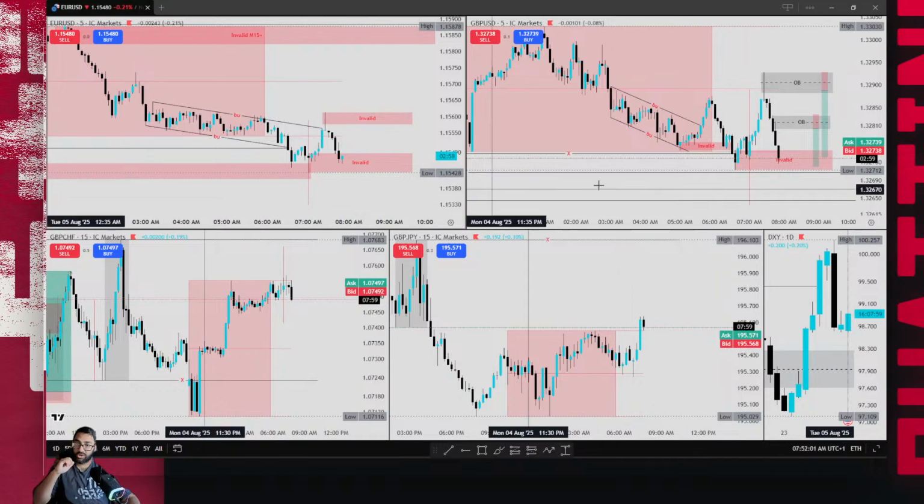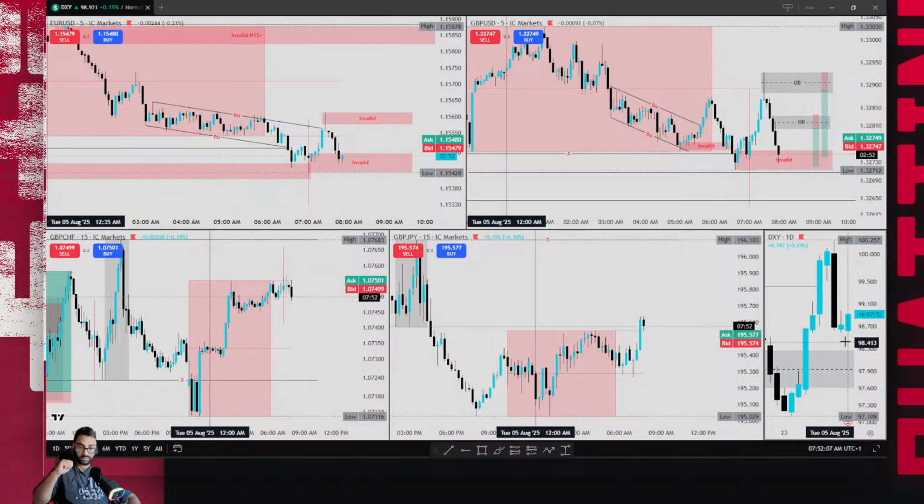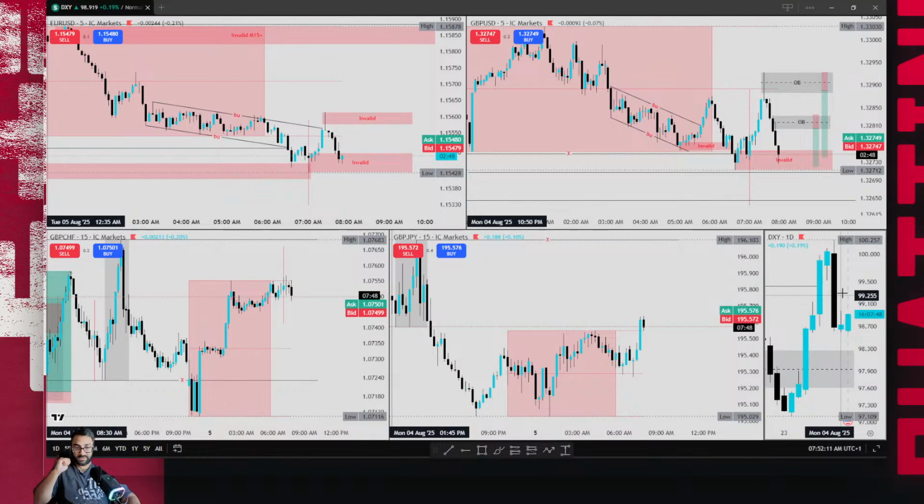EU and GU are both showing that we should short it. Even on DXY, we've made the wick on the low side already, even though it's very small. I wouldn't be surprised if we fell into this gap.